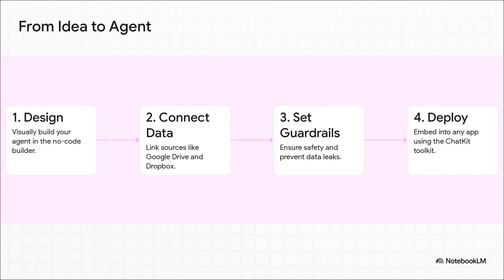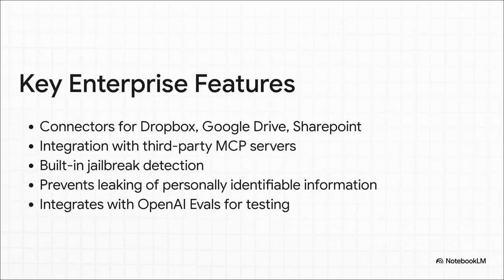And this is where that whole simplification idea really hits home. AgentKit takes what used to be a super complex development process and breaks it down into just 4 simple steps. First, you just design what you want your agent to do in a visual, no-code builder. Then, you hook it up to your data. You know, stuff you're already using like Google Drive or Dropbox. Step 3, you set up your safety rules and brand guidelines. And finally, you just embed your shiny new agent into any app you want using this other tool called ChatKit. That's it.